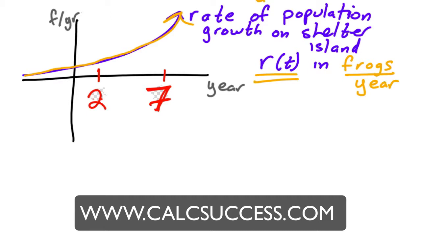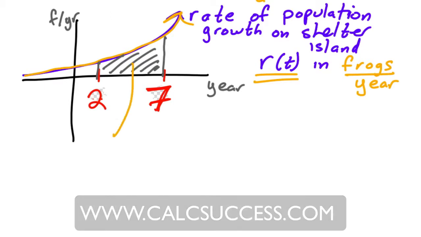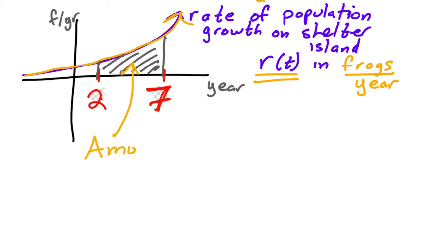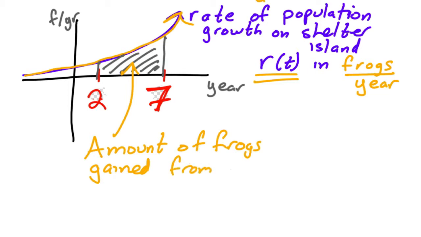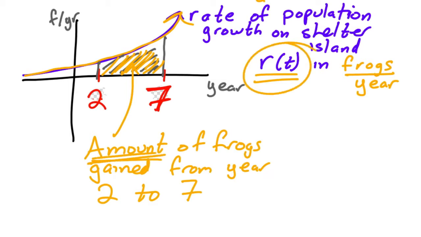Okay, so if you find the area underneath the curve, what this basically tells you is the amount of frogs gained from year 2 to 7. So this is basically counting the amount of whatever this rate explains. In this case, it's frogs, but this can be really anything.